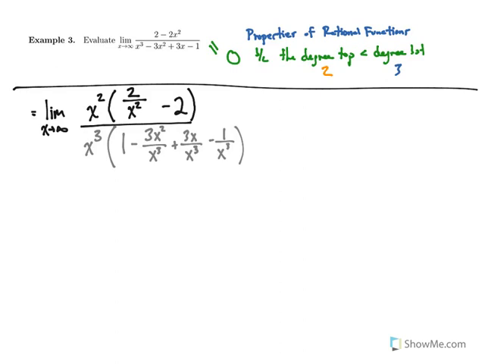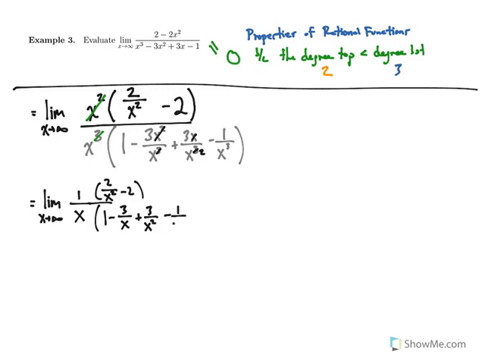So the reason we're going to do this is, first of all, note that we can cancel out an x squared in the top and the bottom, and we'll be left with just 1 over x times everything else. So 1 times 2 over x squared minus 2, and x times 1 over 3 over x, so we can cancel out an x squared, plus 3 over x squared minus 1 over x cubed. So we're just canceling out x's at the moment.